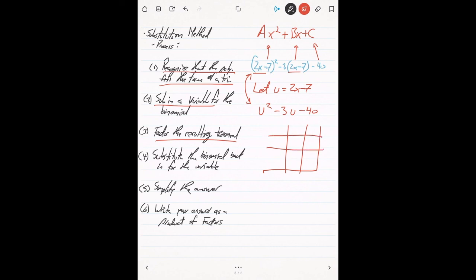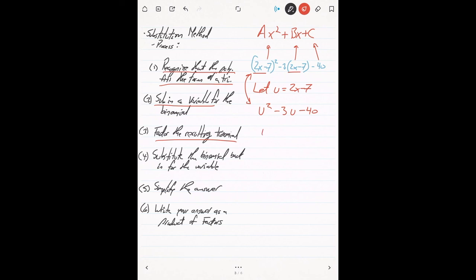We need to get a u squared and a negative 40. So we can have u and u. And what times negative 40 adds to negative 3u? Well, let's see. That should be negative 8 and positive 5. So we factor this down, and we end up with a u minus 8 and a u plus 5.